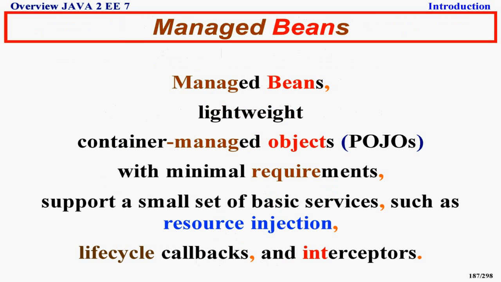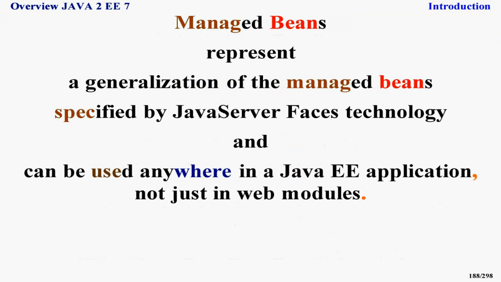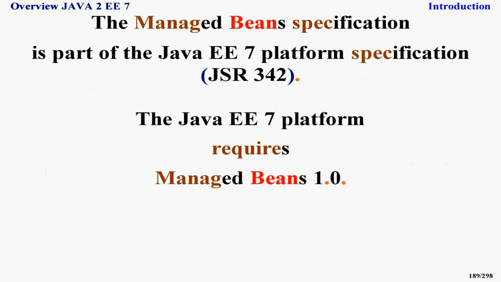Managed Beans, lightweight container-managed objects (POJOs) with minimal requirements, support a small set of basic services, such as resource injection, lifecycle callbacks, and interceptors. Managed Beans represent a generalization of the Managed Beans specified by Java Server Faces technology and can be used anywhere in the Java EE application, not just in web modules. The Managed Beans specification is part of the Java EE 7 platform specification, JSR 342.